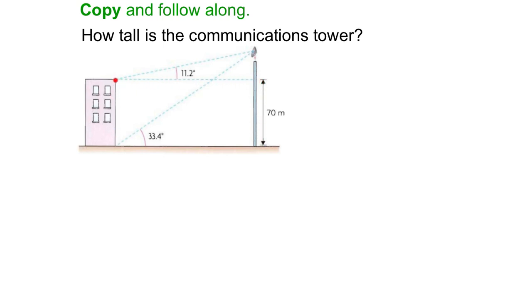And at the top of the building, the angle of elevation looking up to the top of the tower was measured again, and this time it was 11.2 degrees. So that's where these angles came from. And we know the height of this building was 70 meters. With these two angles and this one distance, we can figure out the height of the tower from the ground all the way to the top. I'm going to put my full solution on the screen, and then I'm just going to talk through it. It's a little more complex.